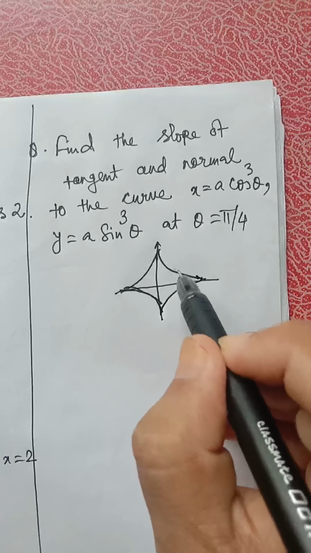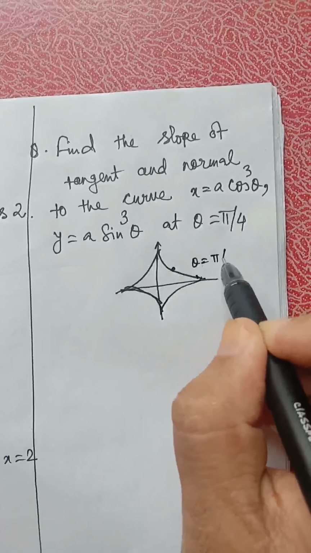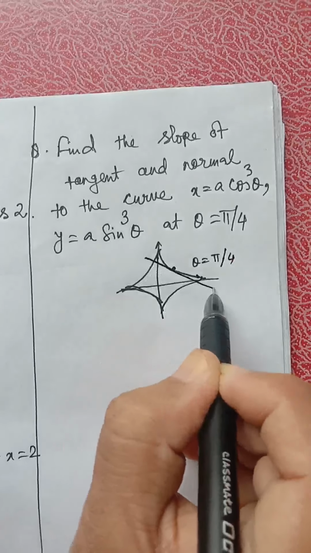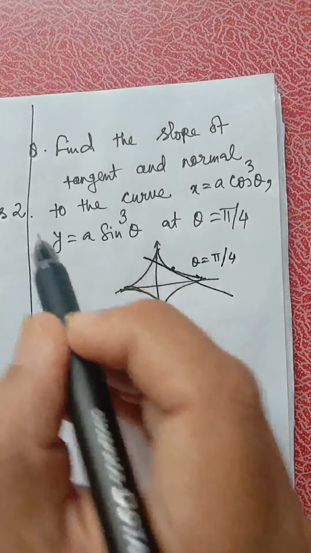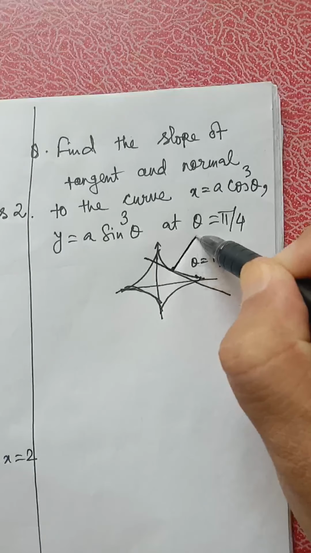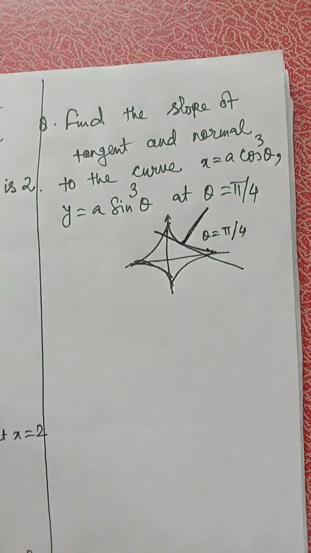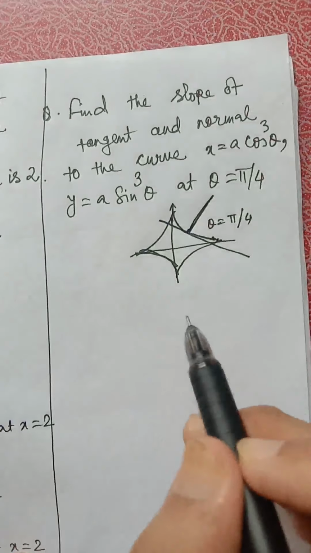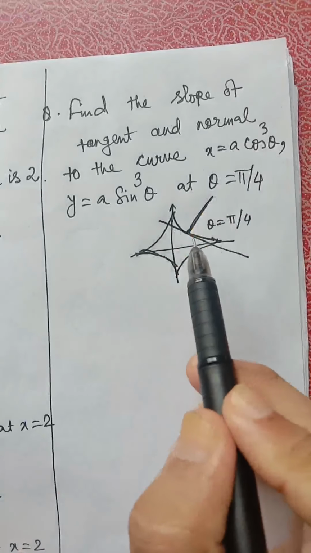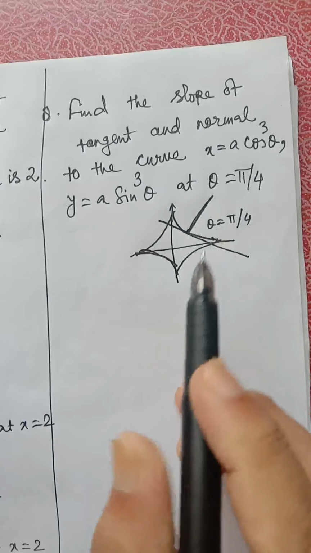Suppose this is theta equal to pi by 4. At the point theta equal to pi by 4, a tangent is drawn. We have to find the slope of this tangent, and this is a normal, perpendicular to the tangent. We have to find the slope of this normal also. So first of all, we have to find dy by dx at theta equal to pi by 4.